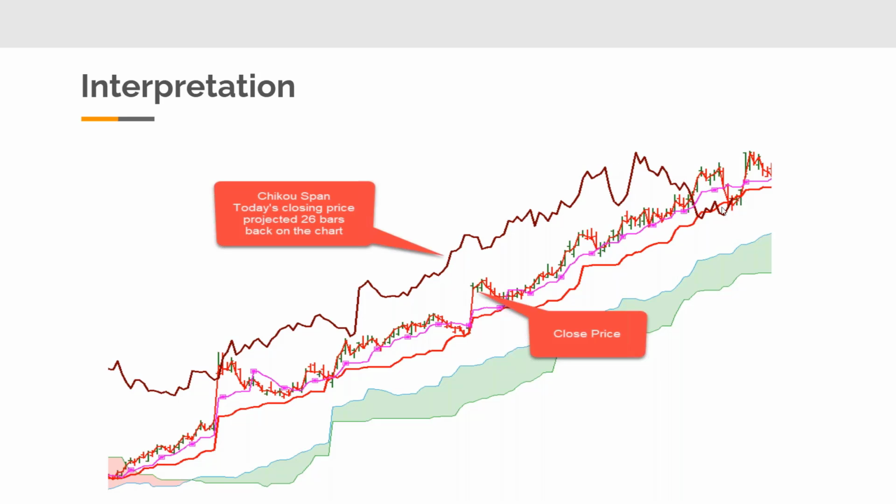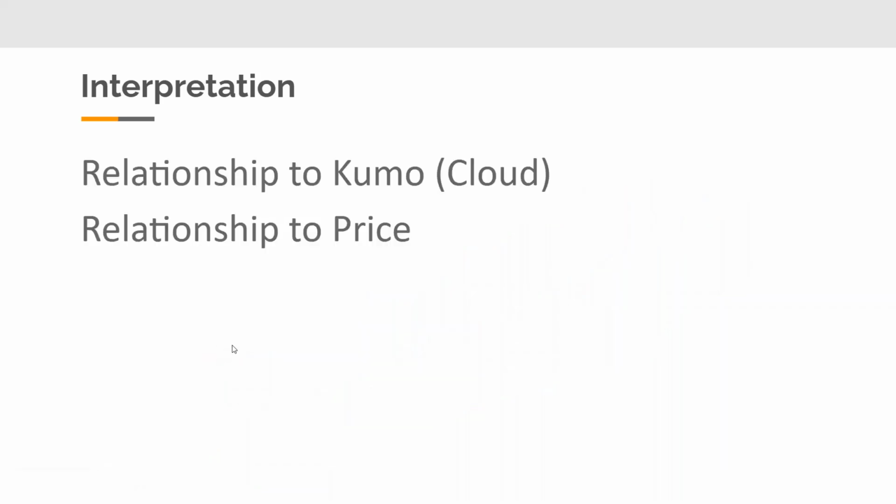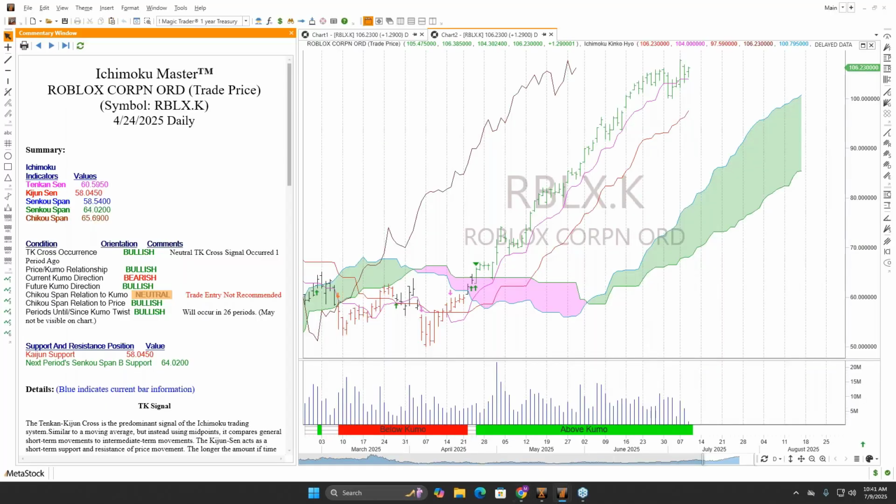That red line is pointed back 26 days. The only thing that it is, is today's close price projected back 26 bars ago. And the way that we read that, and the uses for that, are we look at the relationship to the Kumo. So if we look at our Roblox example right here, we look at the relationship of this right now and the relationship of it to the Kumo.